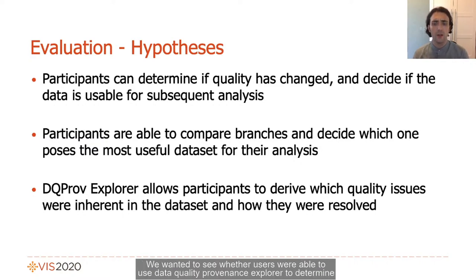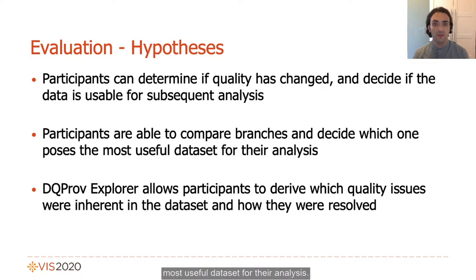We wanted to see whether users were able to use Data Quality Provenance Explorer to determine if and how quality changed in a dataset, and if it was usable for subsequent analysis tasks. But we also wanted to see if participants are able to compare branches to assess the difference in operations applied to the data and decide which of the branches poses the most useful dataset for their analysis. Does the prototype allow users to derive which quality issues were inherent in the dataset and how they were resolved?